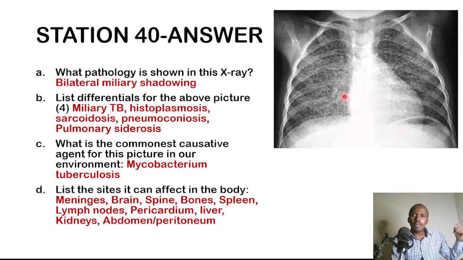Then remember, TB, especially miliary TB, can affect virtually any organ. So it can affect the meninges, the brain, the spine, the bones, the spleen, the lymph nodes, the pericardium, the liver, the kidney, the abdomen, and even the peritoneum. Remember, if you get a biopsy of any of these organs and look at it under the microscope, sometimes people surprise me because you have learned these things in 4th year. They ask you, what are you going to see when you get a biopsy of a lymph node for TB? Obviously, you're going to see granulomas. You're going to see caseous necrosis. So don't forget the basics that you learned in 4th year. Don't forget the basics that you learned in 3rd year.